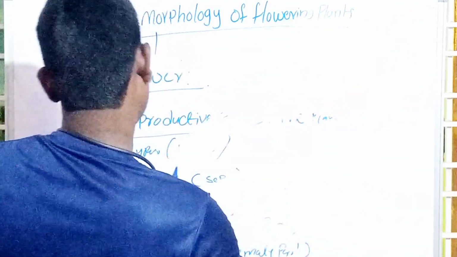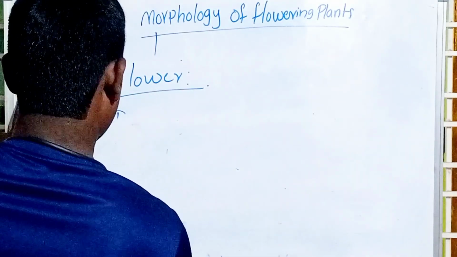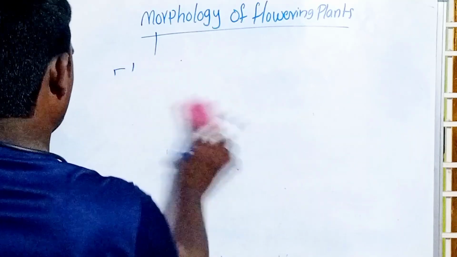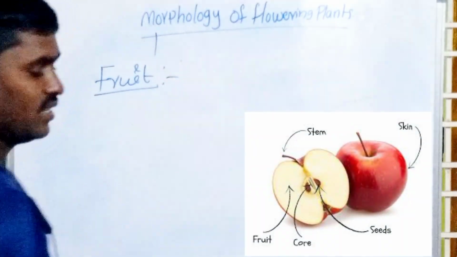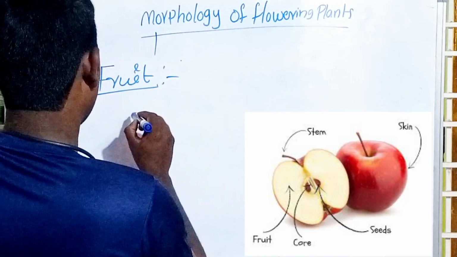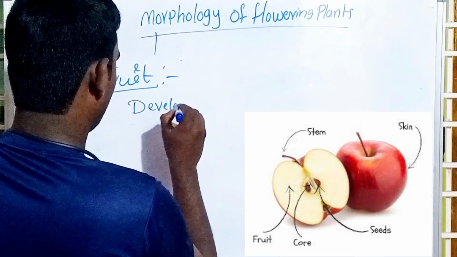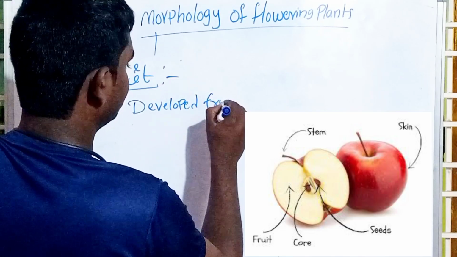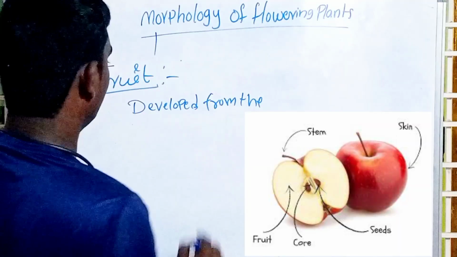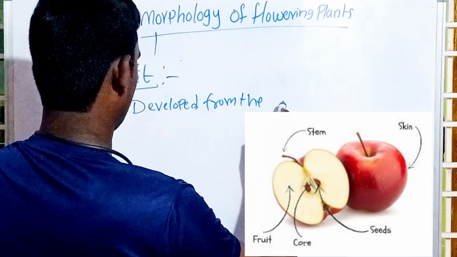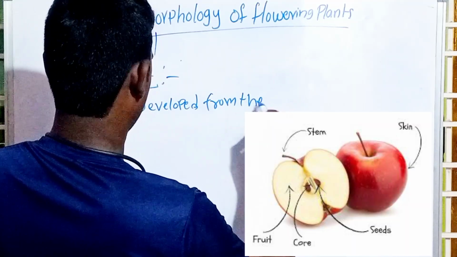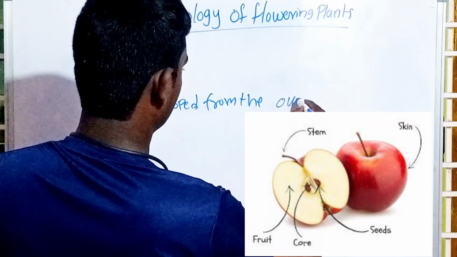And the next one is fruit. Fruit is developed from the ovules.